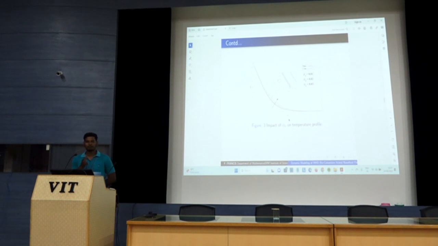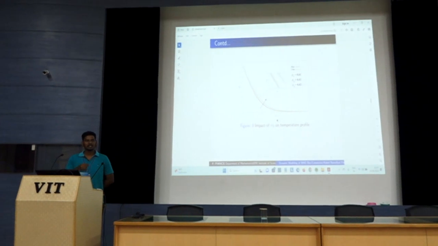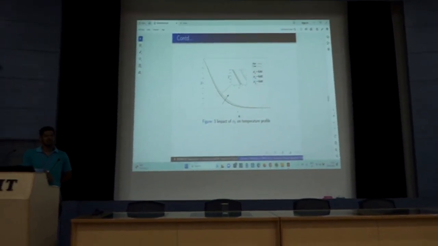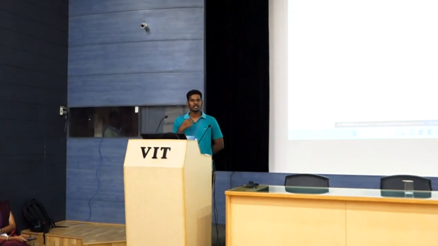This is the main part, heat transfer. Here pi 1 means nanoparticle. We are using two kinds of nanoparticles, one is silver and another one is titanium. Why am I taking these two nanoparticles at the same time? Because it increases our heat transfer rate.